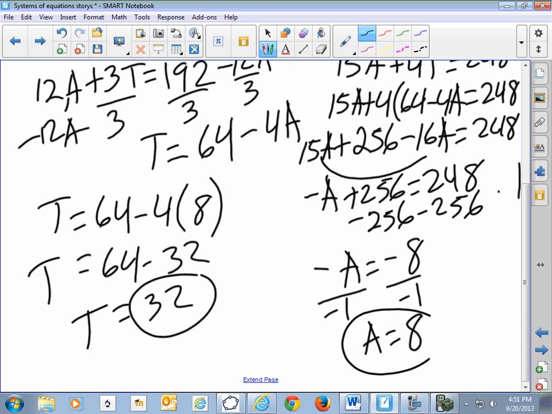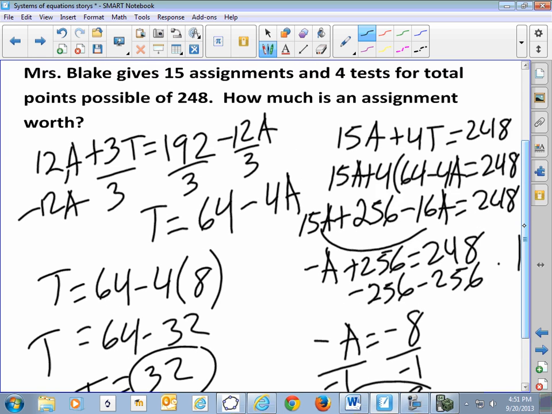We can plug those back in and check them. 15 assignments at 8 each. 10 times 8 is 80. 5 times 8 is 40, so that's 120. 4 tests at 32. 4 times 30 is 120, and 4 times 2 is 8, so 128. Add those together. Do I get 248?